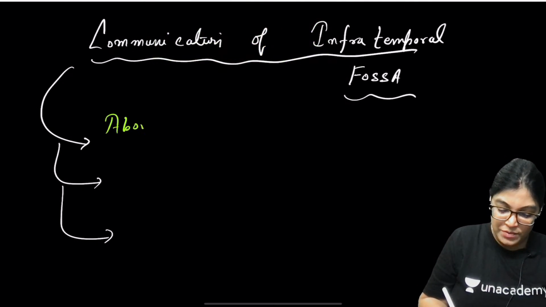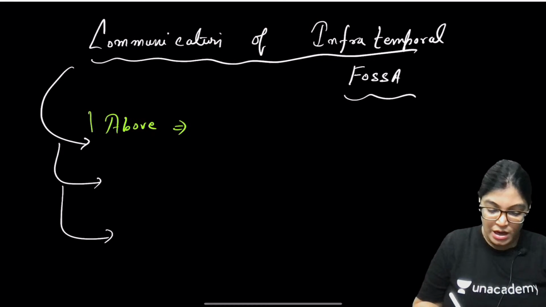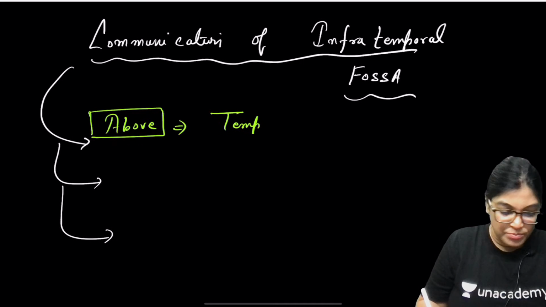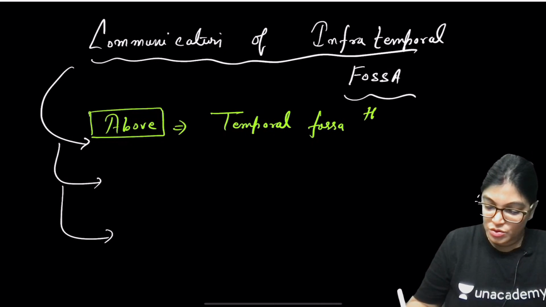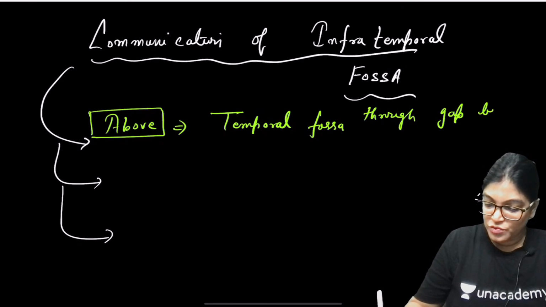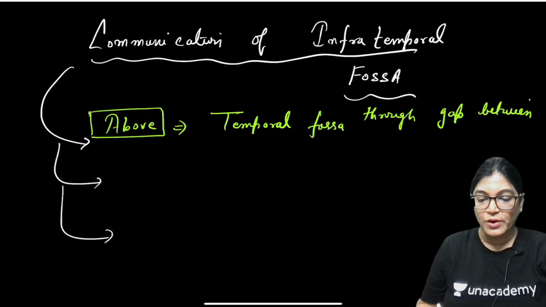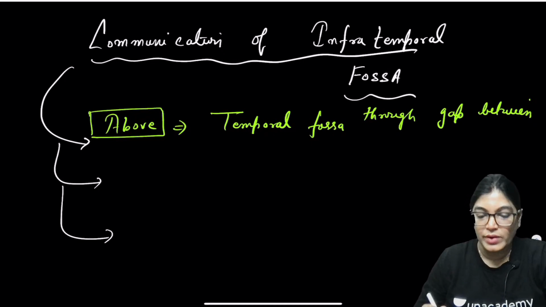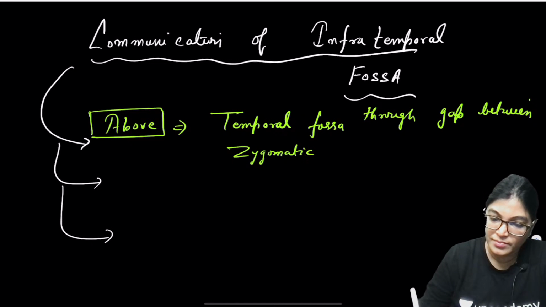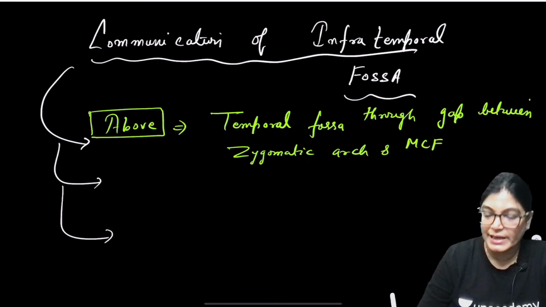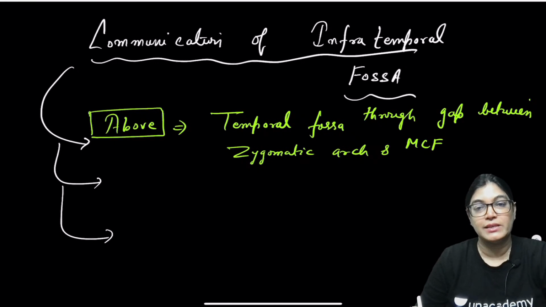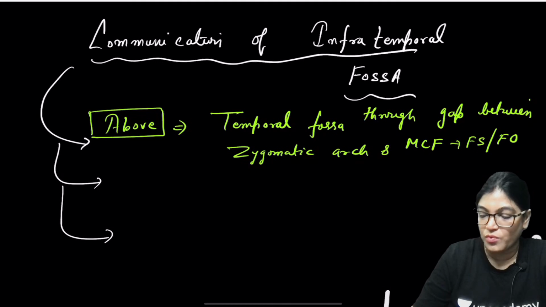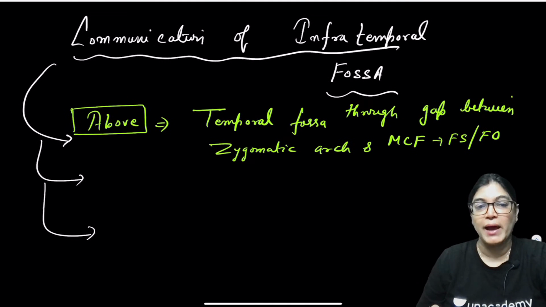when we are talking about the above communication, so infratemporal fossa on the above aspect forms a communication with the temporal fossa. So it is communicating with which fossa? Temporal fossa, through a gap between zygomatic arch and middle cranial fossa. And as I told you, in the upper aspect, middle cranial fossa forms a communication with infratemporal fossa through two foramens, foramen spinosum and foramen ovale. I am writing in short form, FS and FO, that is foramen spinosum and foramen ovale.